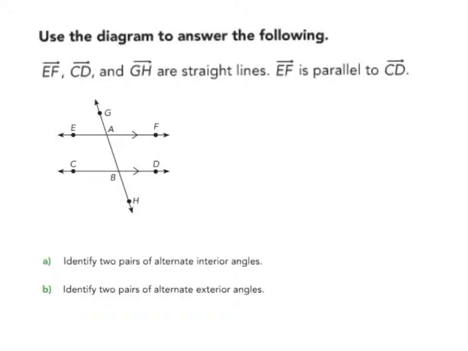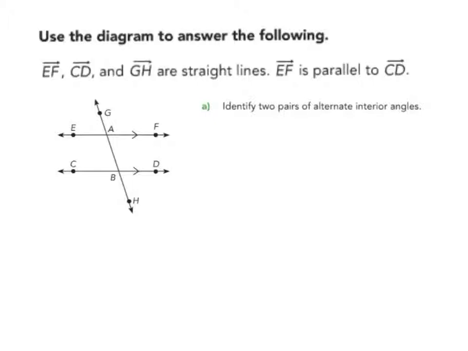Use the diagram to answer the following. Ray EF, ray CD, and ray GH are straight lines. EF is parallel to ray CD. A, identify two pairs of alternate interior angles, and B, identify two pairs of alternate exterior angles. Let's begin with part A. So, identify two pairs of alternate interior angles.